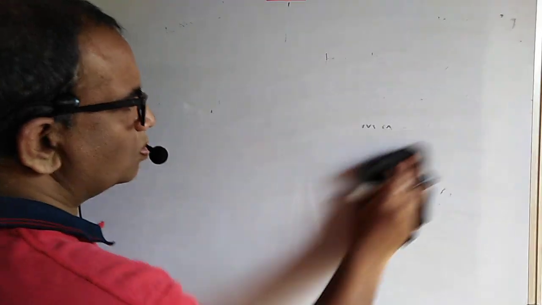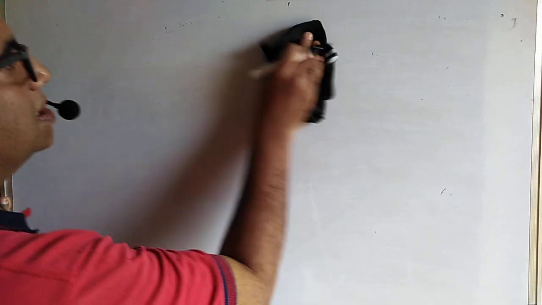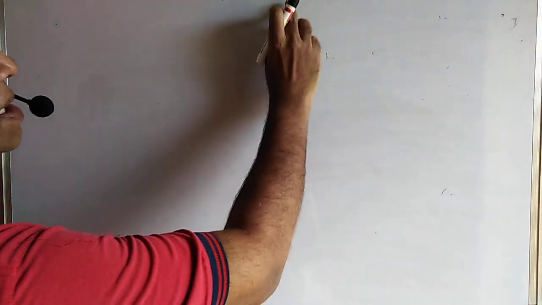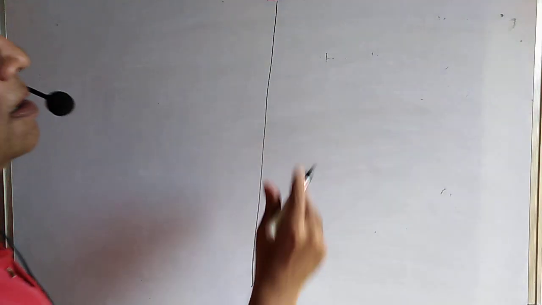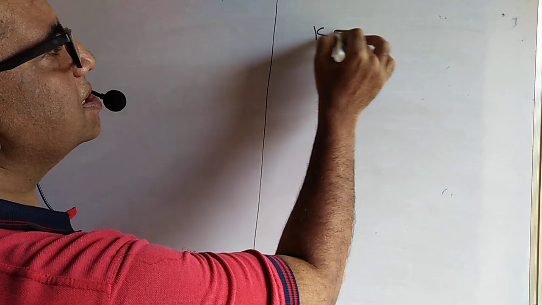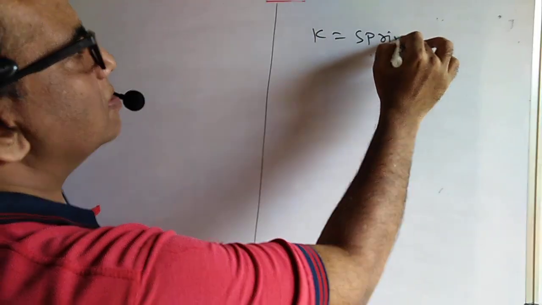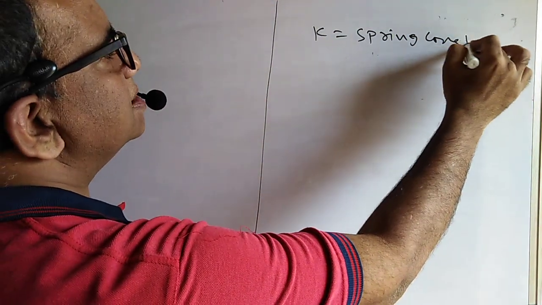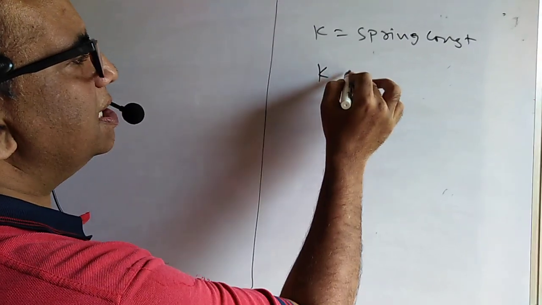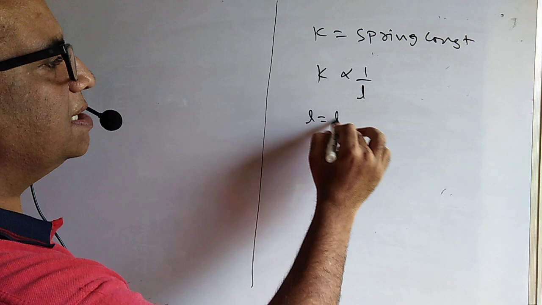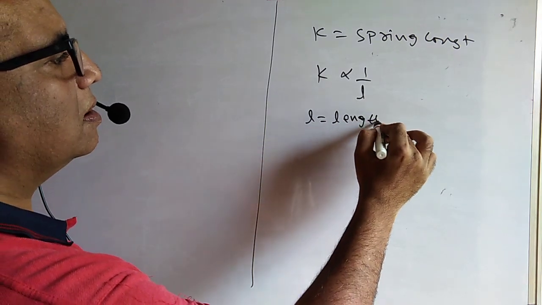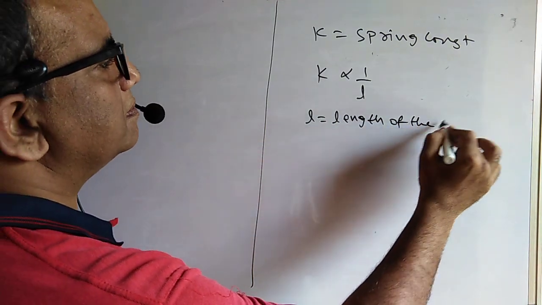Now observe here carefully. Let us discuss more about the single mass oscillations, the time period of the single mass oscillations. Suppose you look at this K, what is this K here? The K is called the spring constant. Remember, the spring constant basically depends upon the length of the spring. So L is the length of the spring.